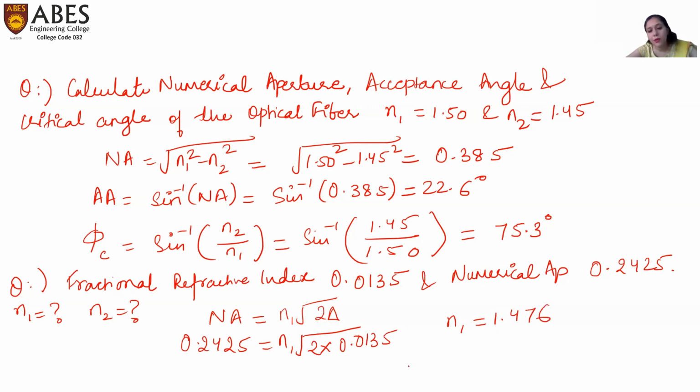So n1 will be around 1.476. Using the concept of fractional refractive index, which is n1 minus n2 by n1, we can easily find n2 because now n1 is known to us and fractional refractive index is also known to us. So this will come out to be 1.456. We can cross check this and see that 1.47 is greater than 1.45. So this is okay because refractive index of core is greater than refractive index of cladding.